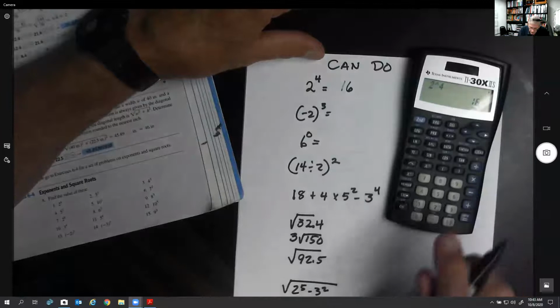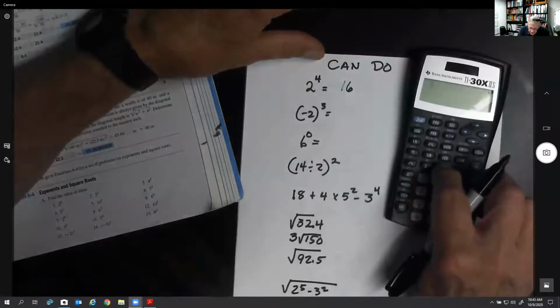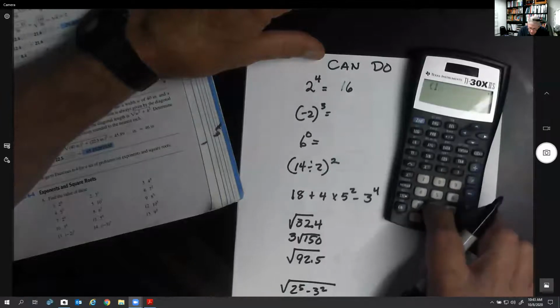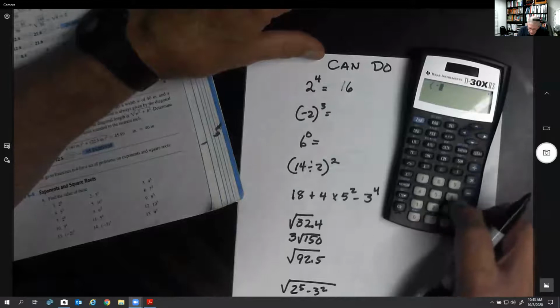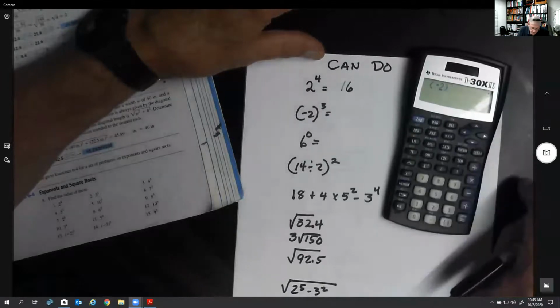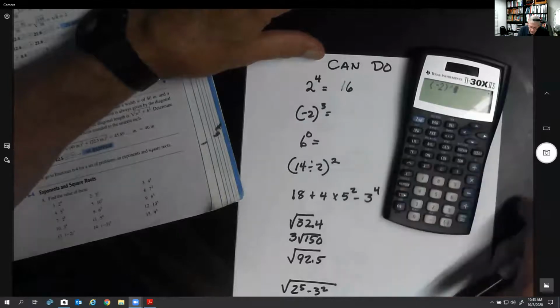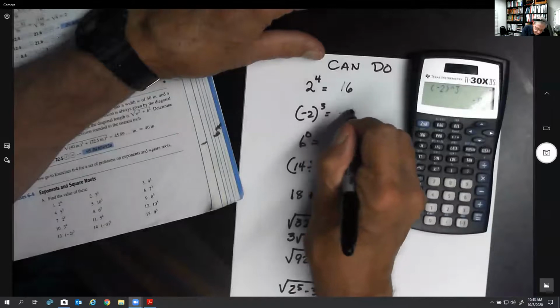Negative 2 to the 3rd, it has a parenthesis, so we want to make sure we keep the parentheses. Negative 2, let's go over it, raised to the 3rd, negative 8.